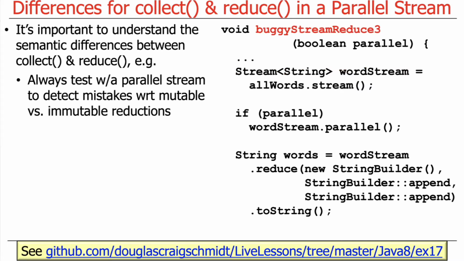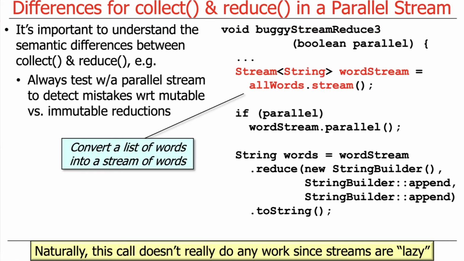This example is called buggy stream reduce 3, and what it does is very cool. This is a good technique to be aware of. In streams, you can actually conditionally turn on parallelism dynamically. Let's talk about how you do that. First we create a local variable called word stream, which takes all words, the list of words in Shakespeare, and makes that into a stream. So now we have a stream of words.